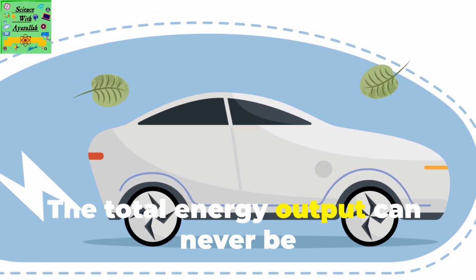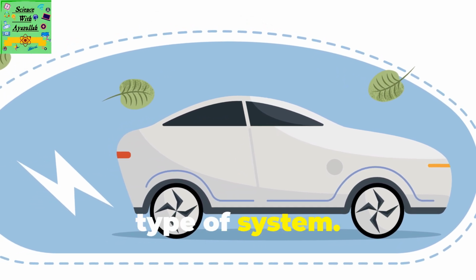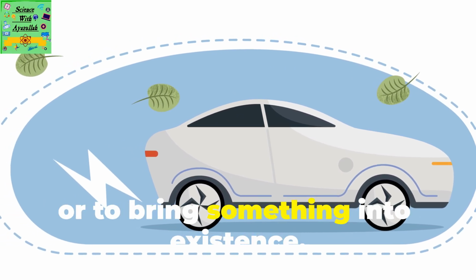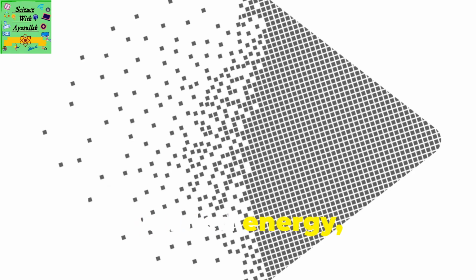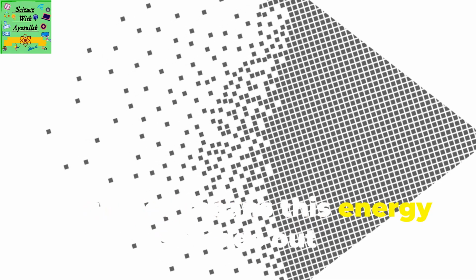The total energy output can never be greater than the total energy input in any type of system. This is because energy cannot be created. Created means to make something, or to bring something into existence. Wasted energy, such as thermal energy, is dissipated. Dissipated means this energy spreads out into the surroundings and becomes less useful.